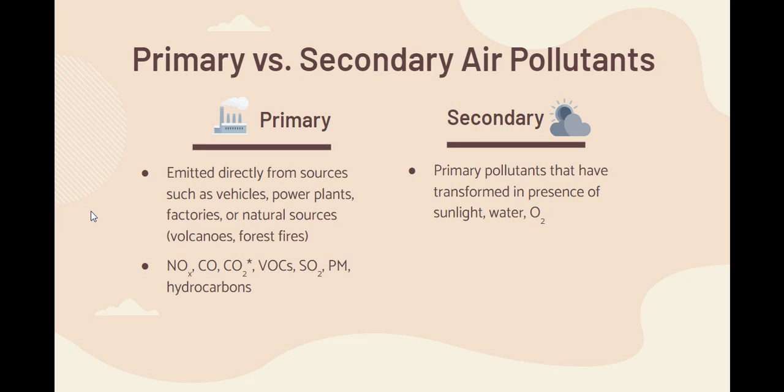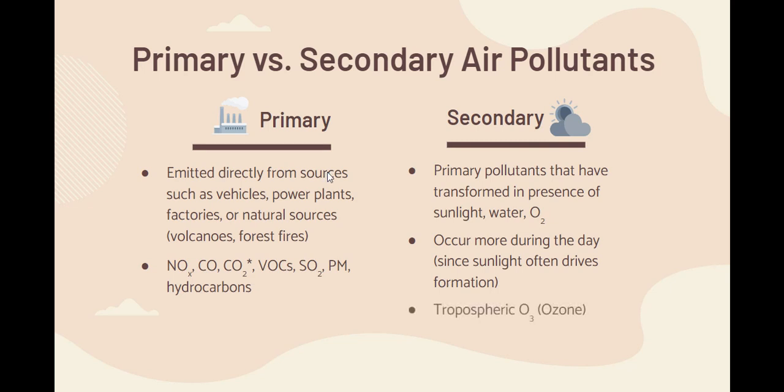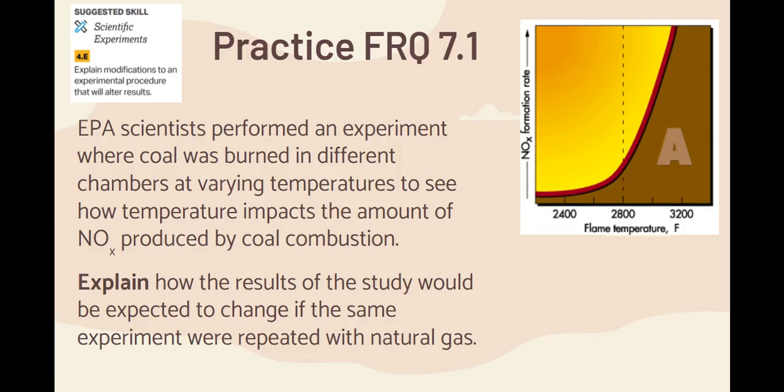Secondary pollutants come from primary pollutants in the presence of sunlight, oxygen, and water. So primary becomes secondary in the presence of sun. They occur during the day, especially in the afternoon, because sunlight is required to cause their formation. One of the biggies is tropospheric ozone, sulfuric acid and sulfates, nitric acid and nitrates.